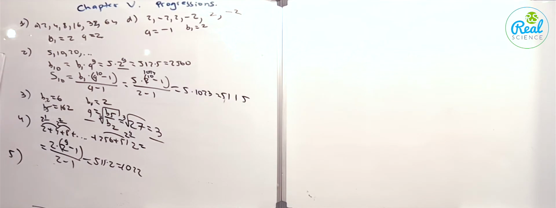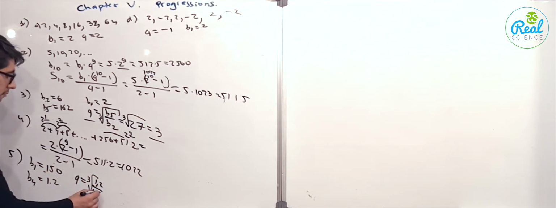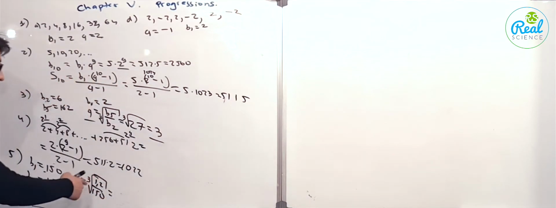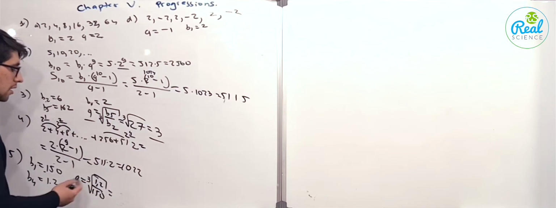Fifth one. The first term of a geometric progression is 150, and the fourth term is 1.2. Find the fifth term. What is your Q equal to? It is equal to the cubic root of B4 divided by B1, right? If you divide them, you get Q cubed. If you are taking the cubic root, this will be your answer, okay? You will have Q as a number at the result.